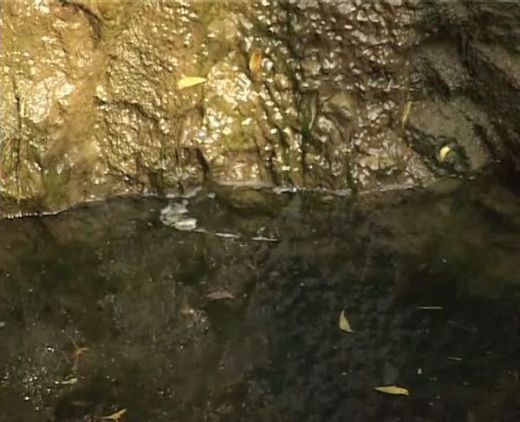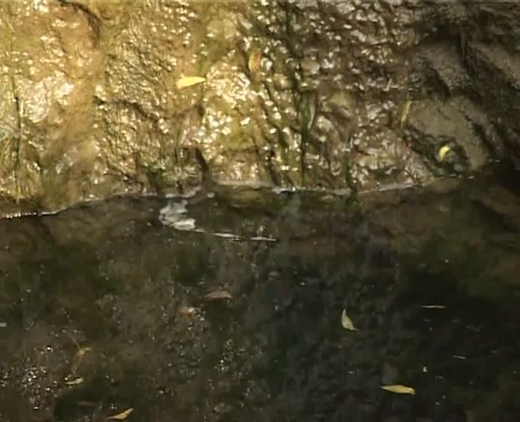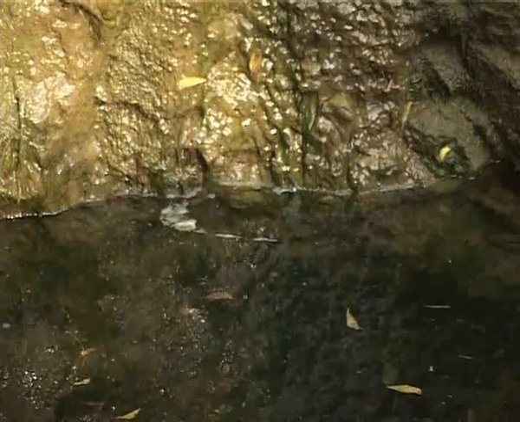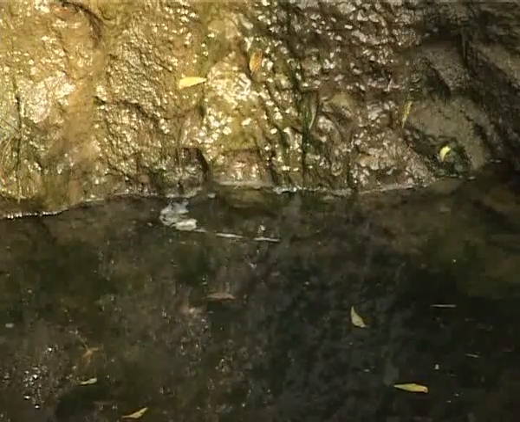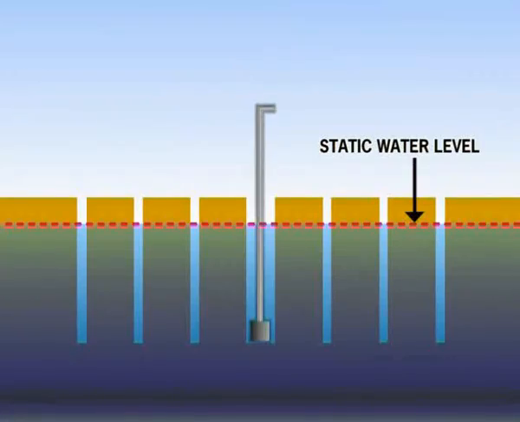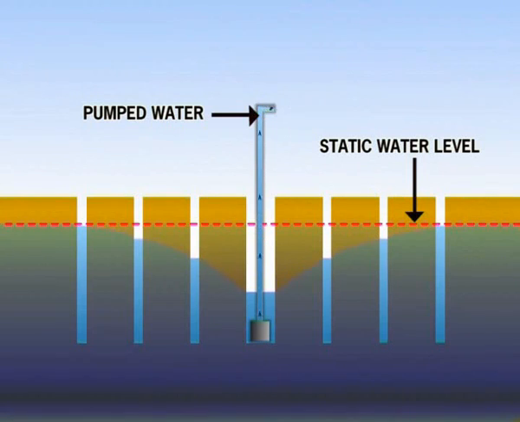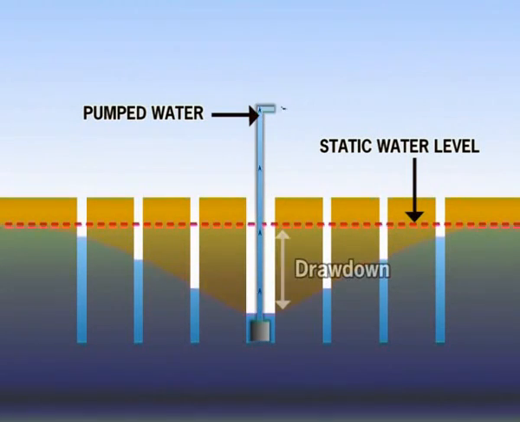During a pumping test, a well is pumped and water levels are measured in the pumping well as well as in specially made adjacent boreholes. The drop in water level in the aquifer observed in these wells during pumping is called drawdown.